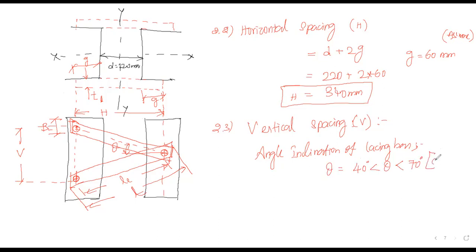This is from clause 7.6.4 of IS 800 2007. So now we can assume theta is equal to 45 degree. Therefore, vertical spacing V is equal to 2h into tan theta. Substituting, 2 into 340 into tan 45 degree, the value is equal to 680 mm. V is equal to 680 mm.